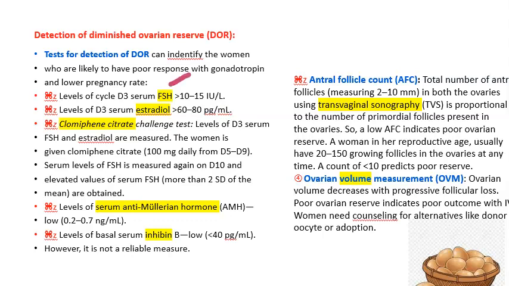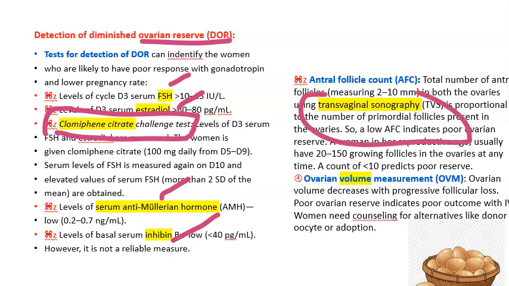You can check FSH levels. You can check estradiol, that is estrogen levels. You can do a clomiphene citrate challenge test, okay, to know whether she's having good ovarian reserve. Okay, then you can check serum anti-Mullerian hormone, which they have done for her. You can check inhibin levels. Okay, but this is not reliable, it's written. Then you can do a transvaginal ultrasound to check the antral follicle count of the ovaries.